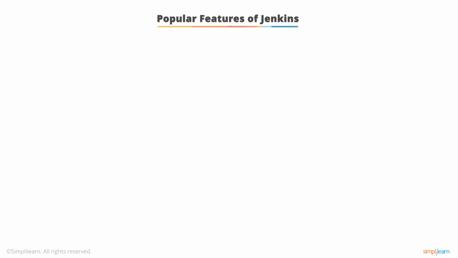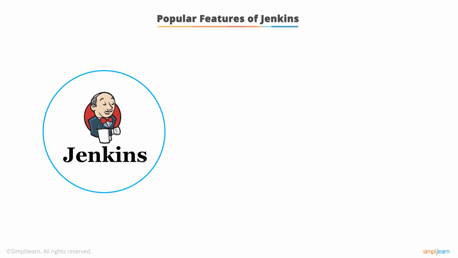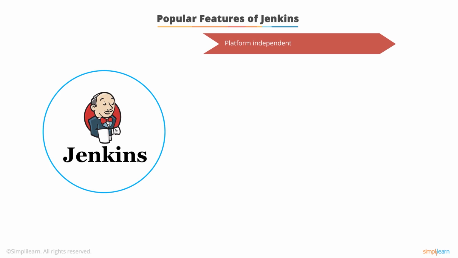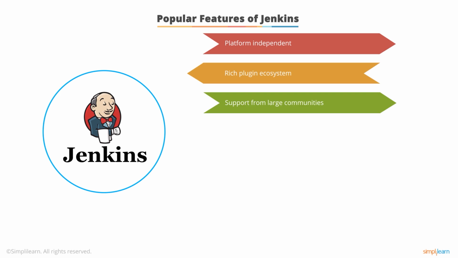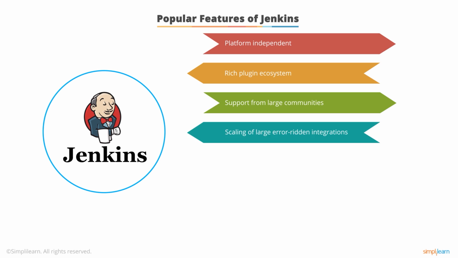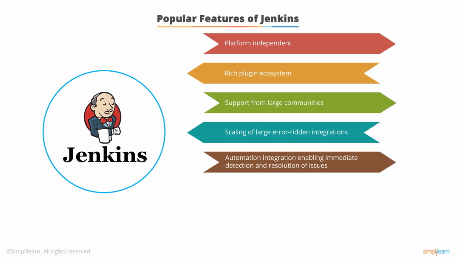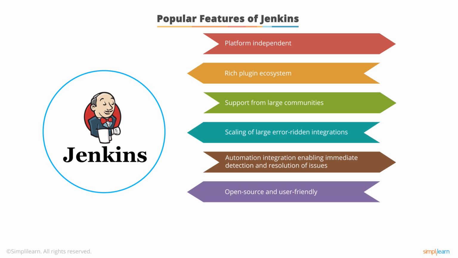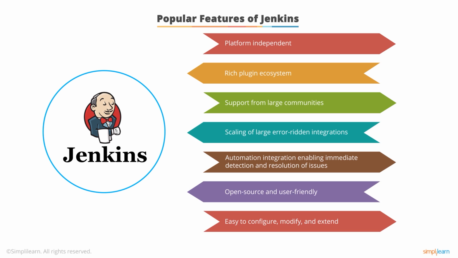Popular features of Jenkins. Let's take a look at the features. 1. Jenkins is platform independent. 2. It has a rich plugin system. 3. It has the support of a large community of third-party developers and expert users. 4. It's designed to scale to meet the needs of the large enterprise. 5. Its automation capabilities enable immediate detection and resolution of issues. 6. It's open source and user-friendly. And 7. It's easy to configure, modify, and extend.